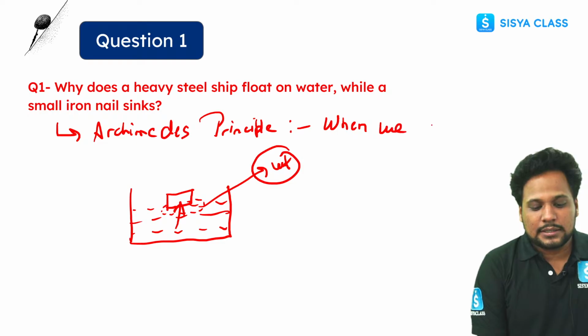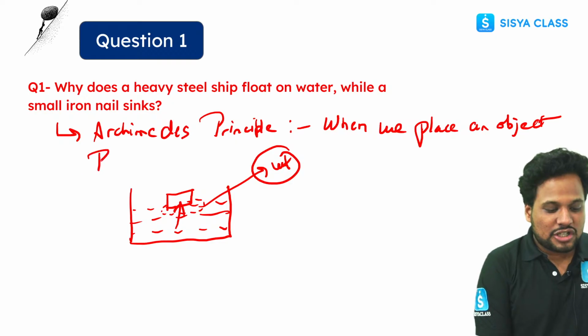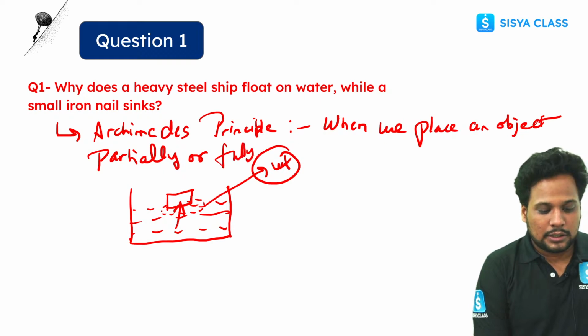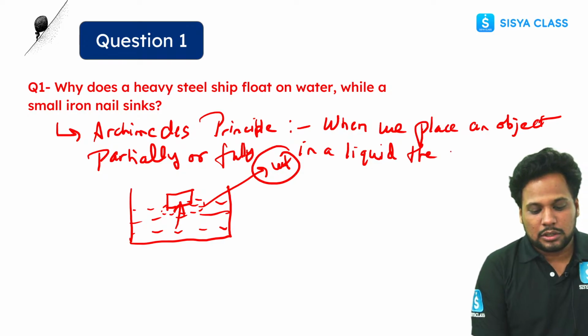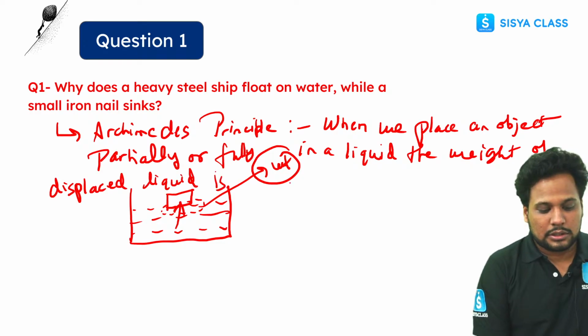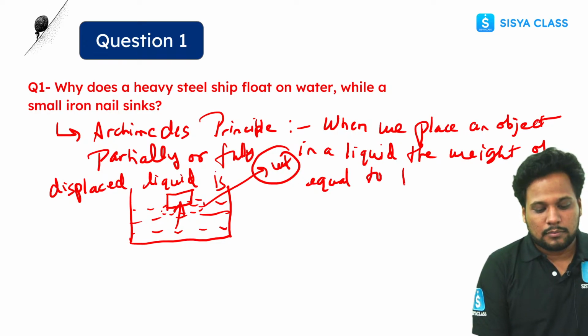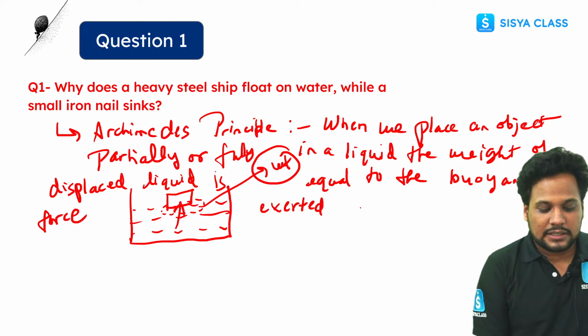When we place an object partially or fully in a liquid, the weight of displaced liquid is equal to the buoyant force exerted by an object.